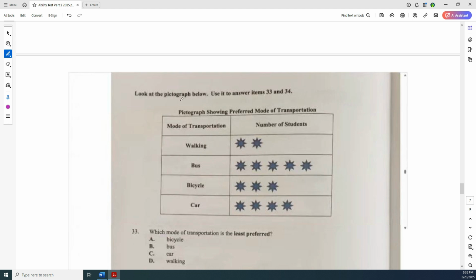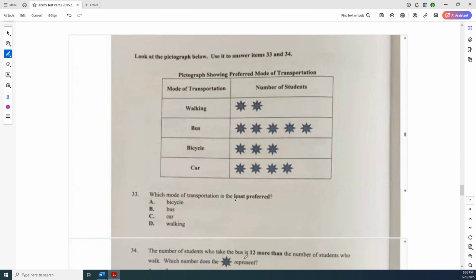Look at the pictograph below. Use it to answer item 33 and 34. Mode of transportation is walking, bus, bicycle, and car. Number of students. So which mode of transportation is least preferred? The least stars I'm seeing here is walking, so I'll say walking.